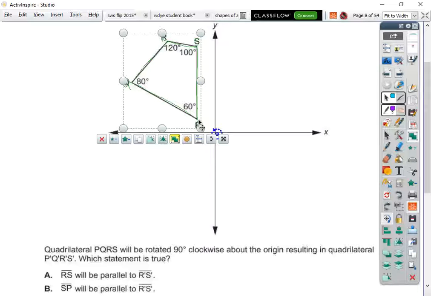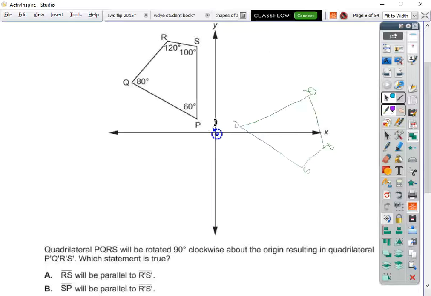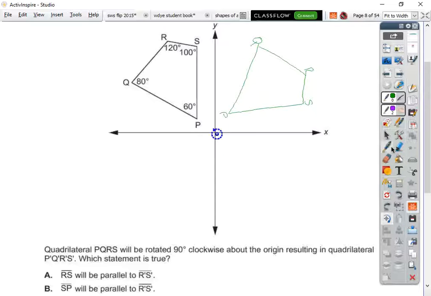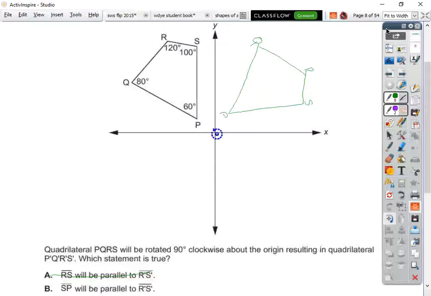All right. So P. There we go. So RS prime is definitely not parallel. So we can strike this right away. SP is parallel to R prime S prime. Well, that is reasonably close. Let's see if we can find a better answer, though. Let's keep going.